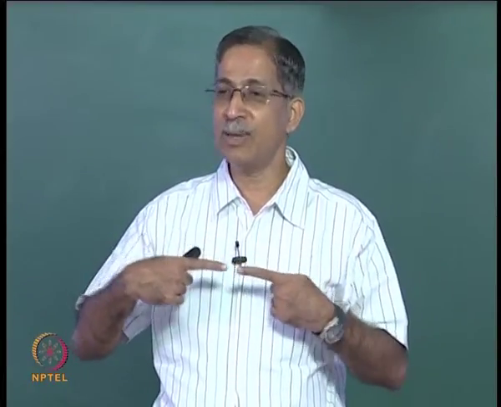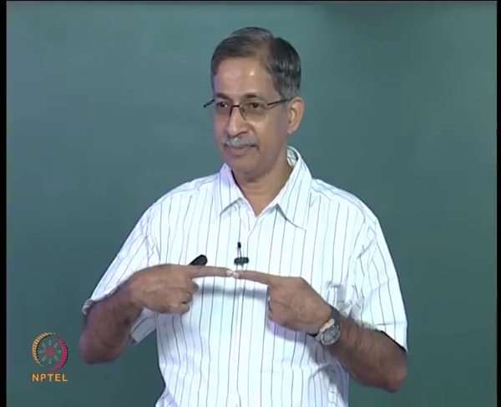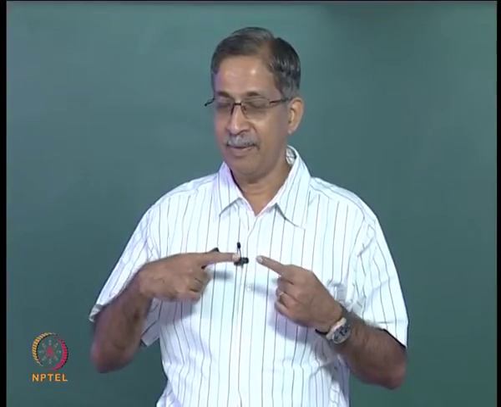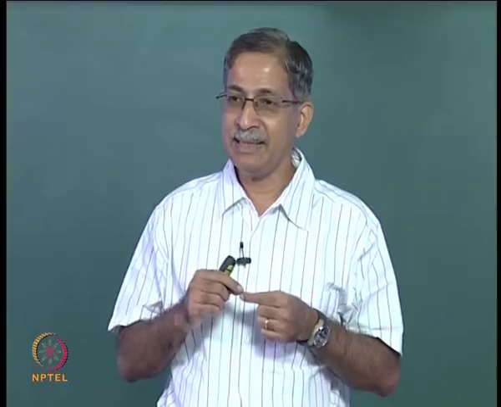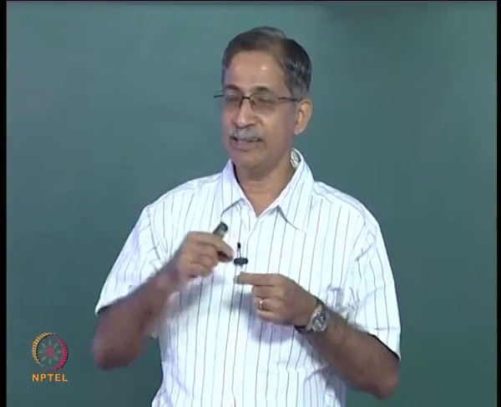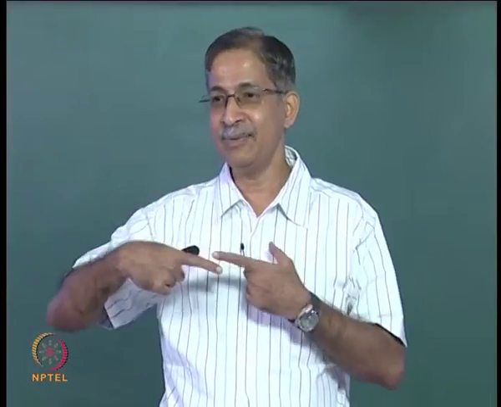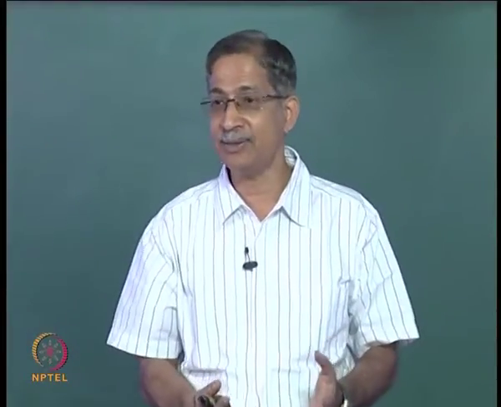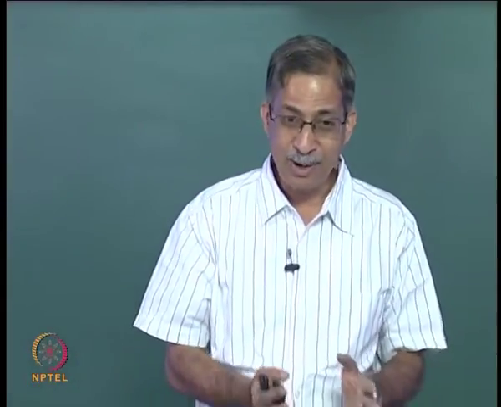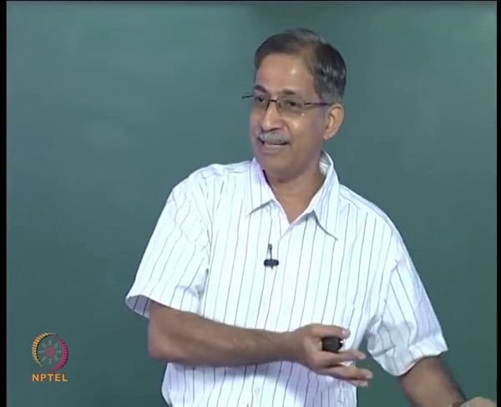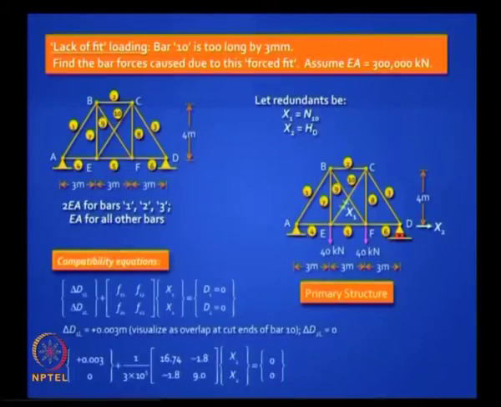You had no business to cut that bar, right? 3 mm is the elongation. You can visualize the elongation in that bar in a statically determinate system, which is the relative distance between the cut ends in the primary structure. So when you are talking about primary structure, you are not talking about the right hand side, you are talking about the left hand side, because all these quantities on this side of the compatibility equations relate to primary structure.